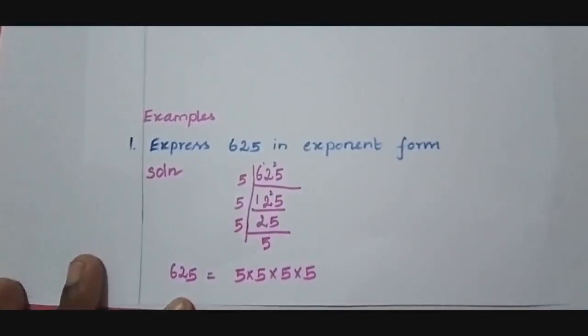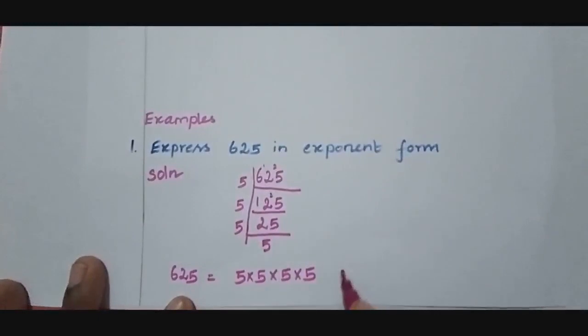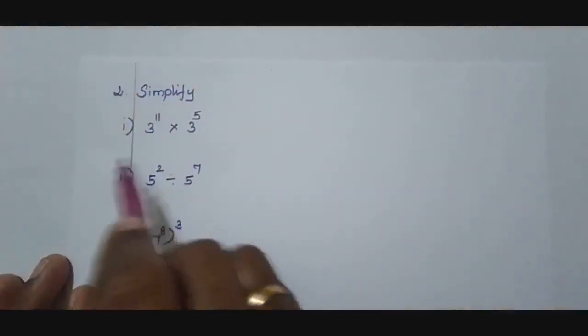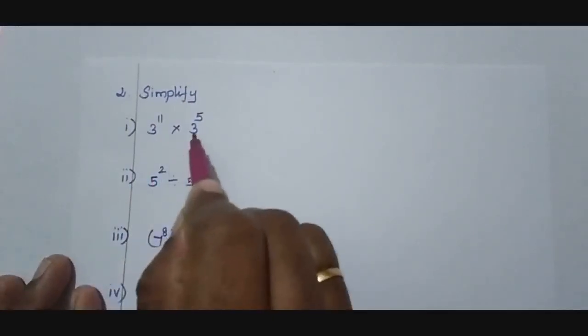The question they ask you to write it in exponent form. So you can write this one as 5 power 4. Second question, simplify. The first one is 3 power 11 into 3 power 5.